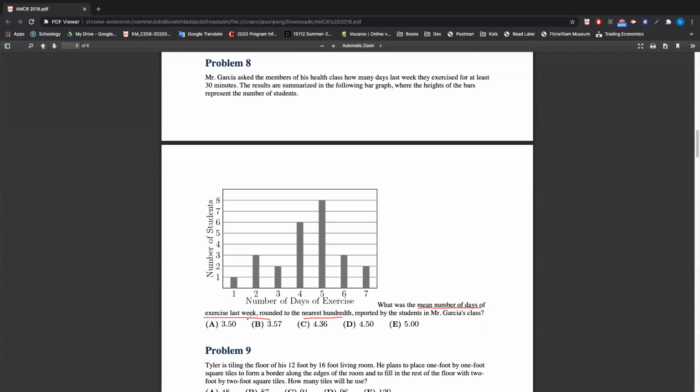Okay, so to find the mean number of days, we have to find out the total number of days and divide it by how many people there are. So we'll first find how many people are in the class. Let's do that. We have this 1, 3, 2. I'll label these 2, 6, 8, 3, and 2. So we'll add these up. 1 plus 3 is 4, plus 2 is 6, plus 6 is 12, plus 8 is 20. Add the 5 here, it's 25, right? So we have 25 people.